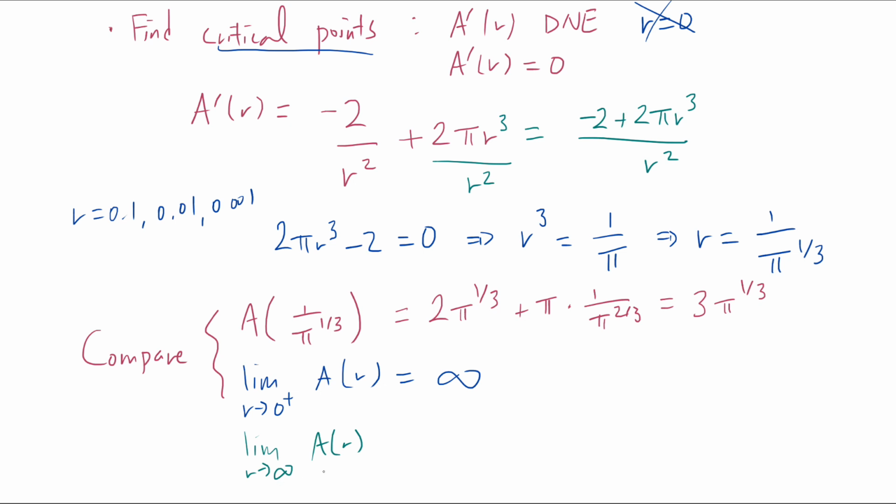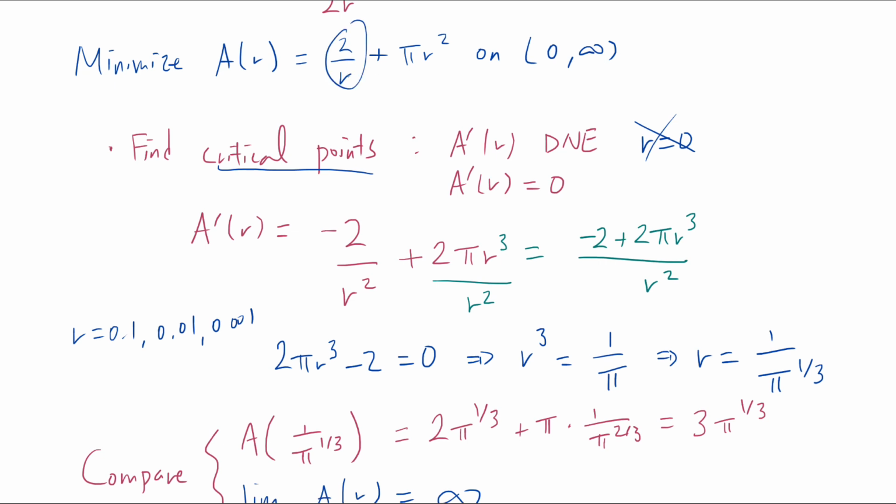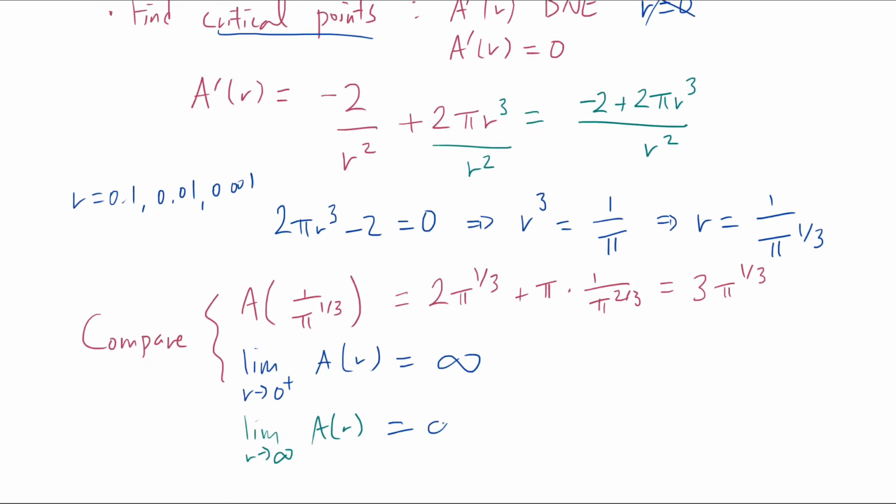Finally, what's the limit as r goes to infinity of a of r? Well, let's again go back up. When r goes to infinity, you're doing 2 divided by million, billion, trillion. So this part now goes to 0. Whereas pi r squared, as r is blowing up, is going to blow up towards infinity. So we see that here this thing is infinity as well.